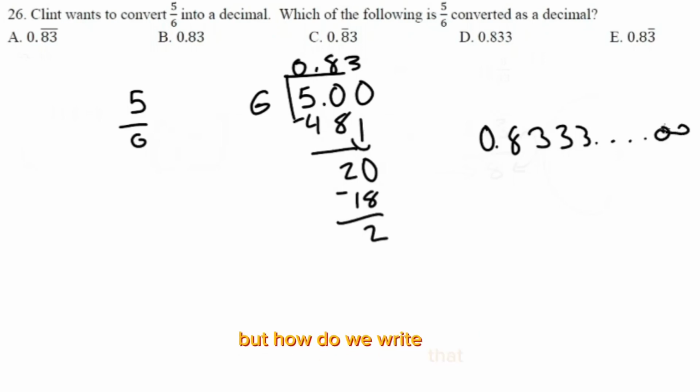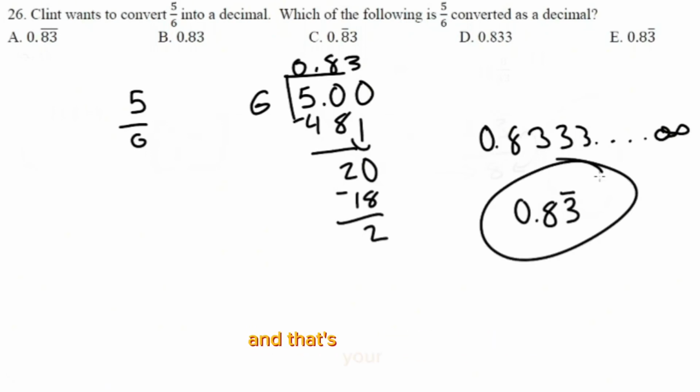But how do we write that? Well, I actually said this earlier in another problem in another part of this series. However, I'll explain it one more time. So, if you have a number that's repeating like this, instead of writing it out like this, you can just write it as 0.8, and then whatever number is repeating, you can just put a line over it. So since the 3 is repeating, you can just put a line over the 3, and now you get 0.83 repeating, and that's your answer.